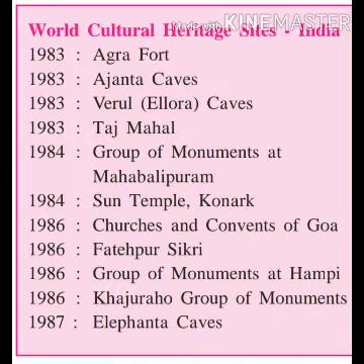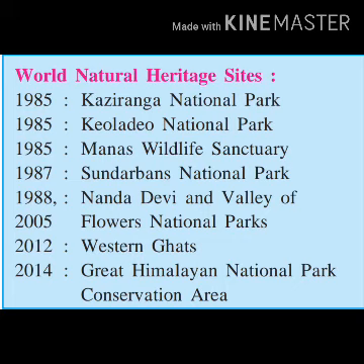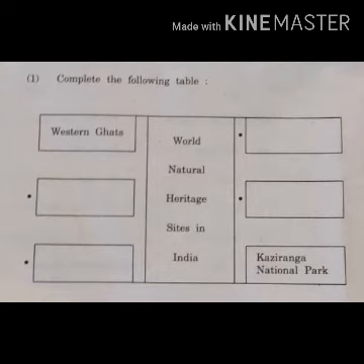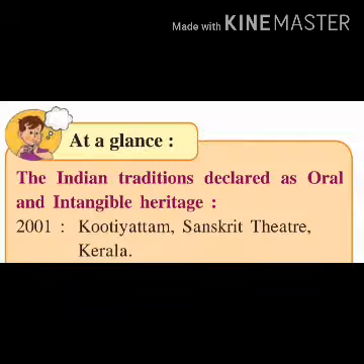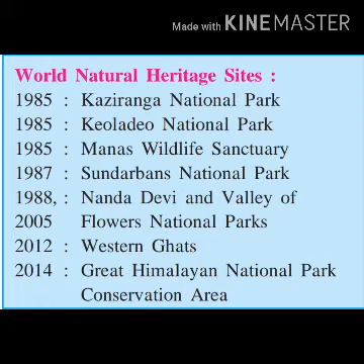Prepare page number 18 thoroughly for objectives. Anything can be asked. Identify the wrong pair or for the web. Recently in this board exam, one question for the web was asked, World Natural Heritage Sites. It is in 3 parts. The Indian tradition declared as oral and intangible heritage. Second one, World Cultural Heritage Sites of India. And the third one, World Natural Heritage Sites.